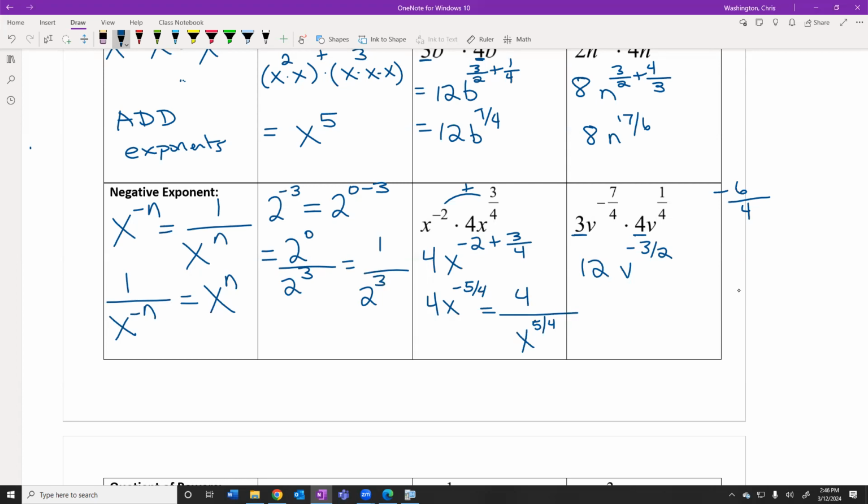But mathematically, expressions are not simplified if they have negative exponents. So I need to make that exponent positive. The 12 is going to stay on top, and the variable and the 3/2 exponent are going to go to the denominator. And when I move that to the denominator, the exponent becomes positive at that point. All right, cool.